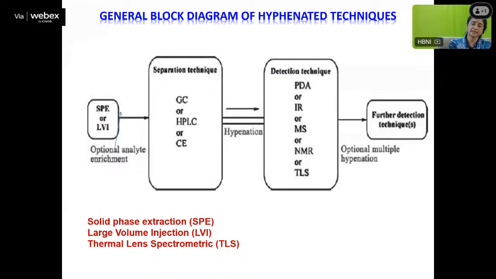Like solid phase extraction or large volume injection or thermal lens spectrometry can be coupled to a separation technique like GC, HPLC, or capillary electrophoresis. Then this is hyphenation, and the detection technique also can be different, like PDA, photodiode array, or IR, or mass spectrometer, or NMR, or now thermal lens spectrometry. The detection techniques also can vary. Again, the MS can come, and if one more MS comes, then it will be MS-MS. So that is a tandem technique. These are the terminologies.